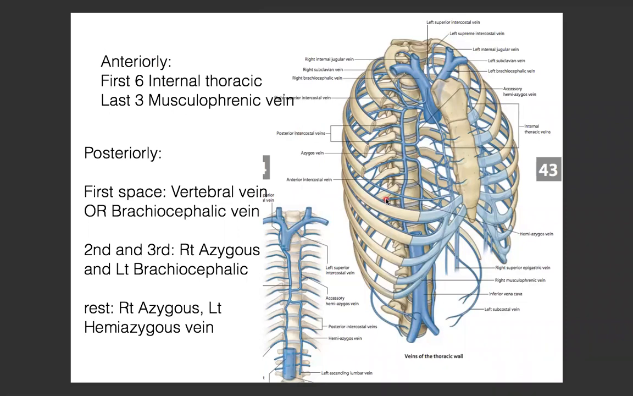You wrote right azygous, LT. What do you mean by LT? Oh, left. Right is for azygous and left is for hemiazygous. So right is in the azygous and the left is in the hemiazygous vein.